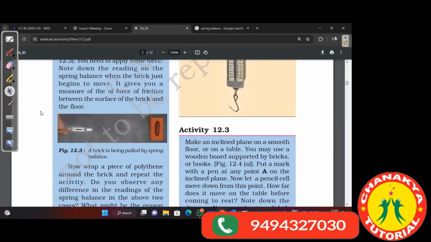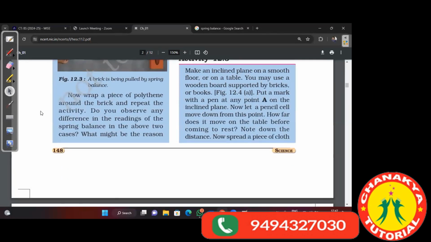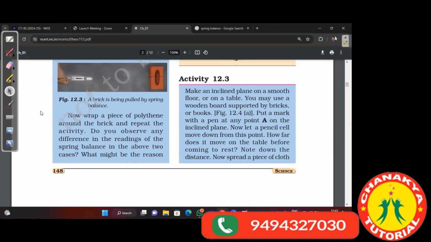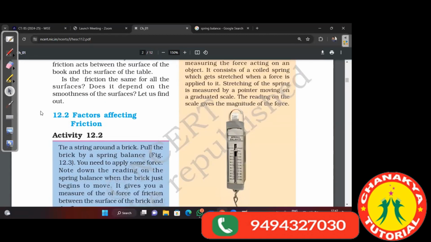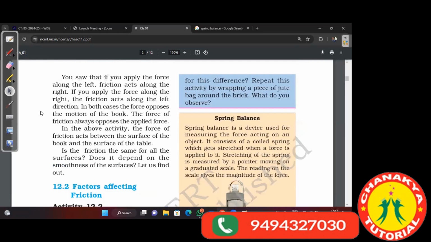So let's see here. The second thing, now wrap a piece of polythene around the brick and repeat the activity. Do we require the same force?